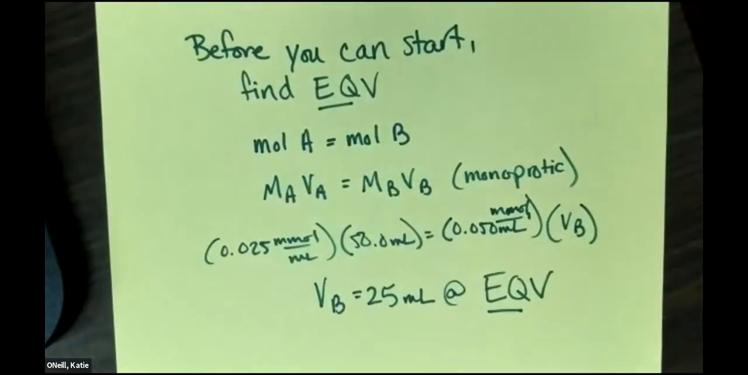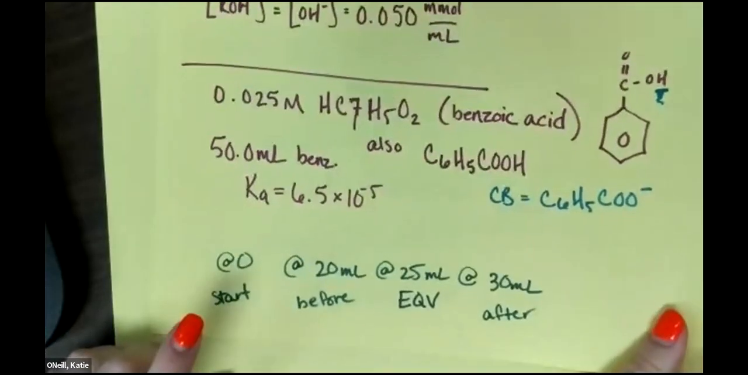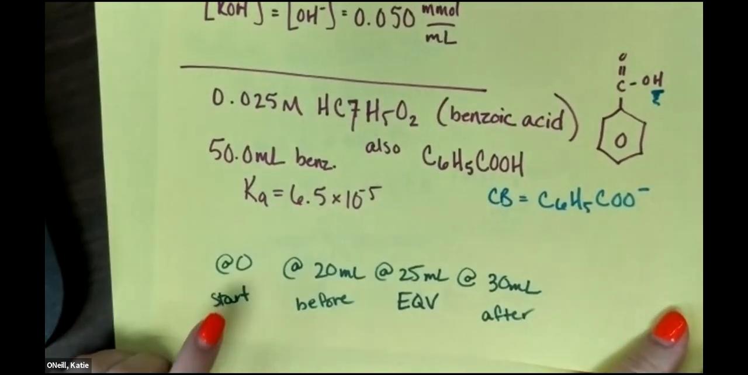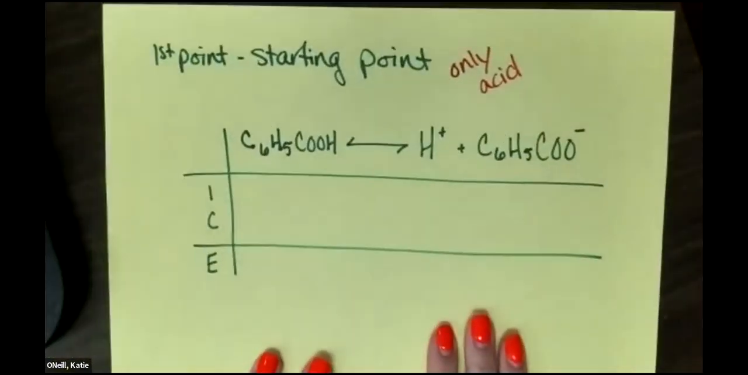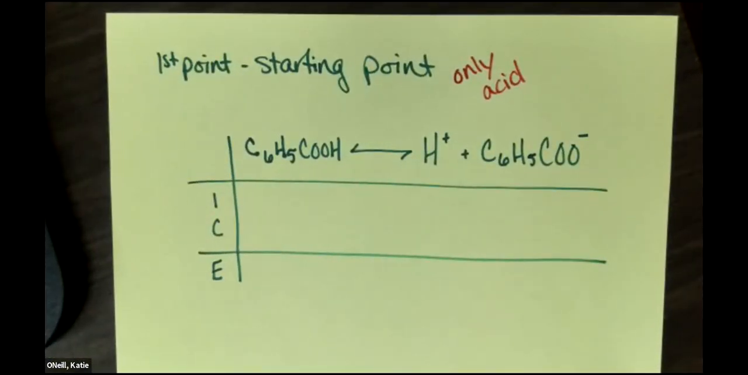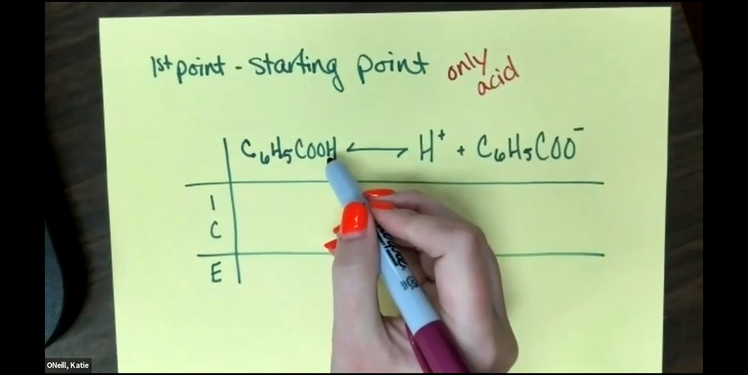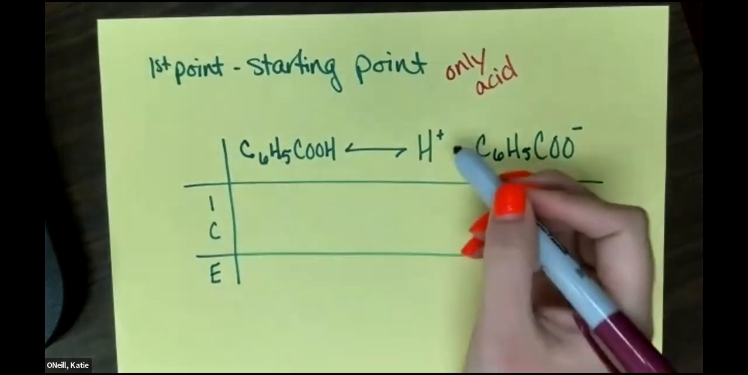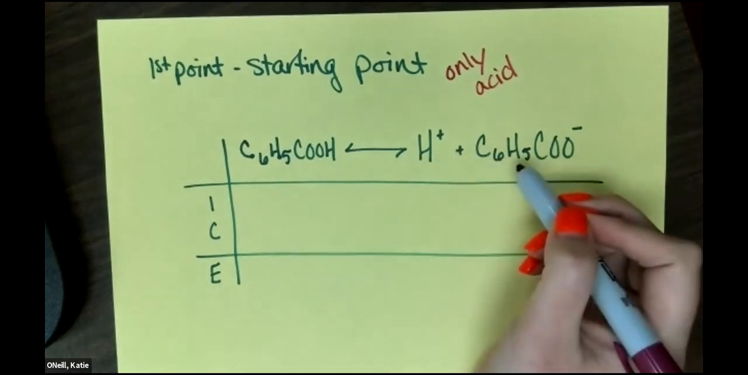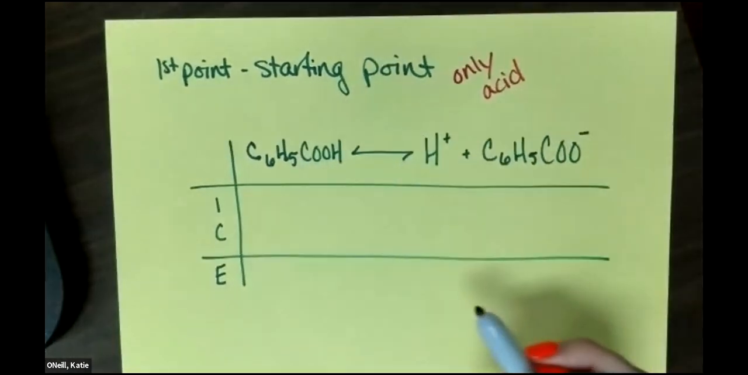All right, so far so good, ready to dig in? So our first calculation I want to do is the first starting point. At this point, we have only acid. First point is our starting point, where you literally only have the benzoic acid in solution. So at this point, I have the benzene ring carboxylic acid group. The hydrogen will dissociate to form the hydrogen ion, and then this would be the conjugate base of the benzoic acid.